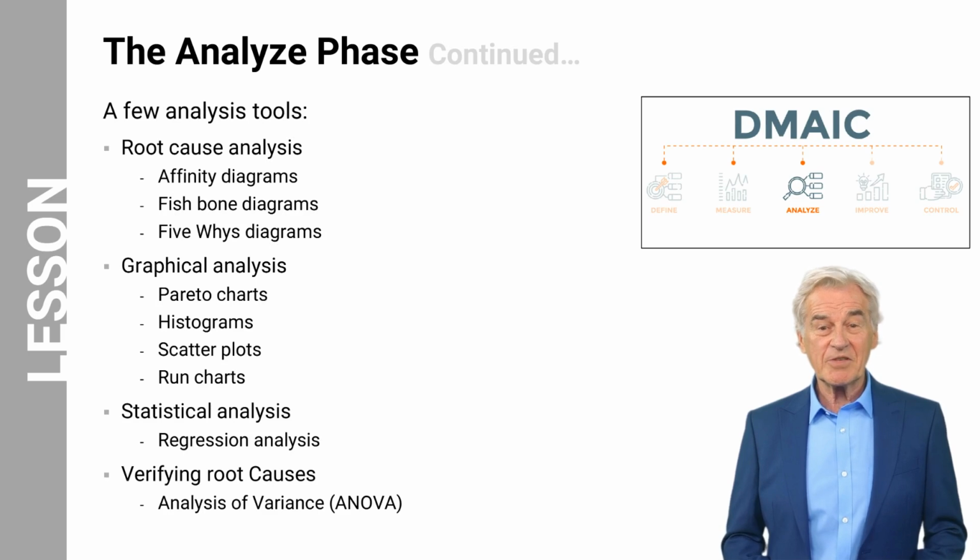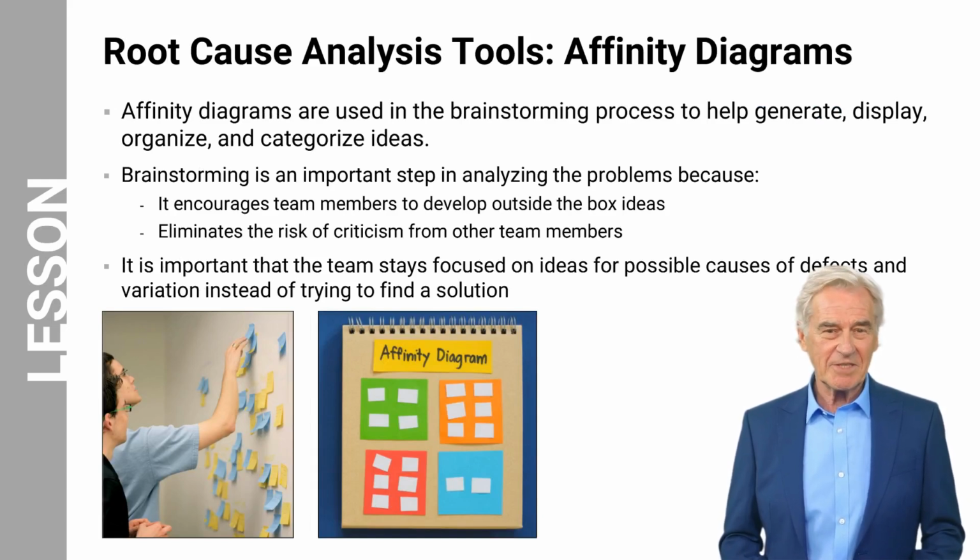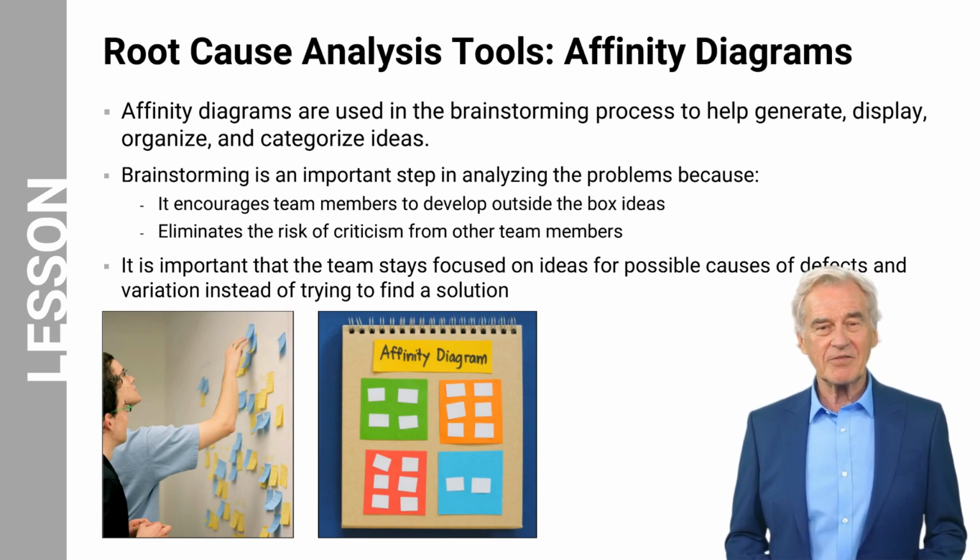The analysis tools described in this lesson have been grouped into the following categories: brainstorming and uncovering root causes, graphical analysis, statistical analysis, and verifying root causes. Brainstorming is an important step in analyzing production problems because it encourages team members to develop outside-the-box ideas without the risk of criticism from other team members. Affinity diagrams are used in the brainstorming process to help generate, display, organize, and categorize ideas. It is important that the team stays focused on ideas for possible causes of defects instead of trying to find a solution.